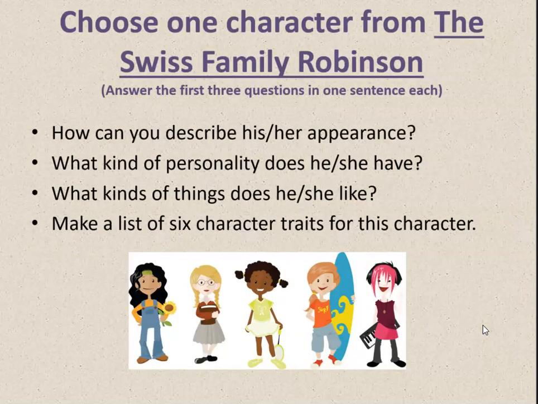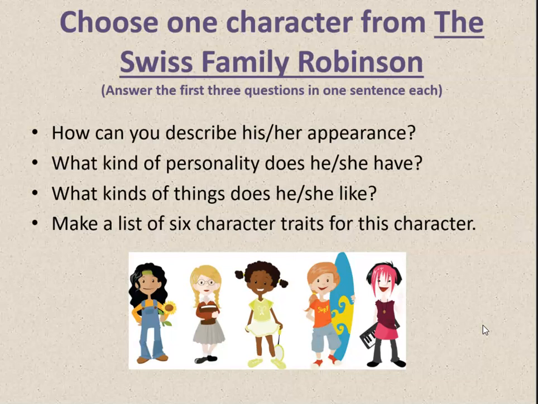So, for example, what I want you to think about right now, I want you to choose one character from the Swiss Family Robinson. And I want you to look back in your book, and I want you to answer these each with one sentence. And pause the video so you can do this. But I want you to look back, and I want you to think about this one character.